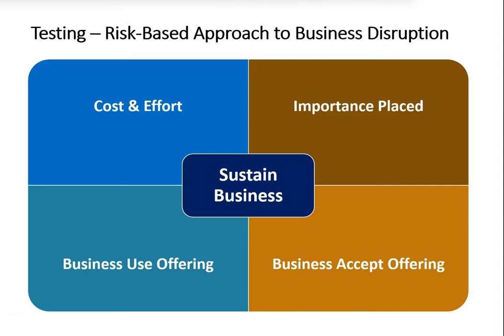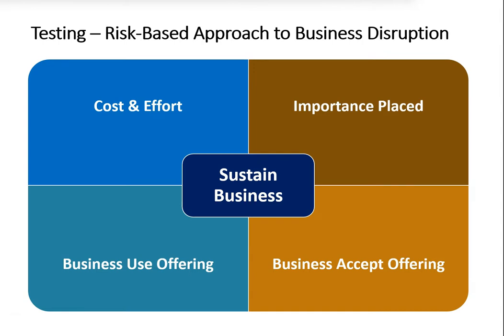Business use offering. A business accepting the outcome from a project is different to answering the question as to whether the business can use the offering and sustain operations. Testing is again used to answer the question that business can be sustained. This is operational acceptance testing, OAT, of people, process, data, technology, and service and support.